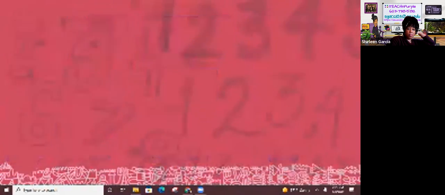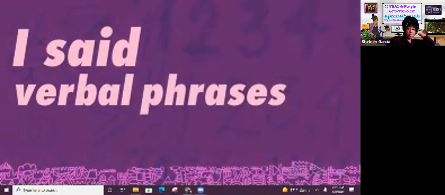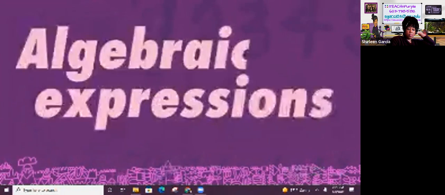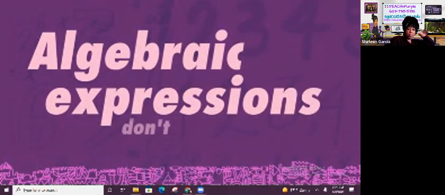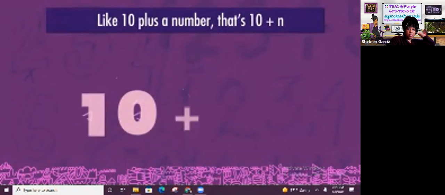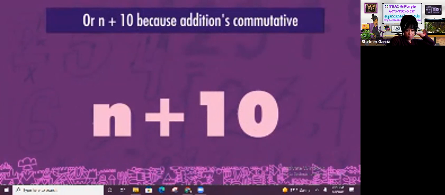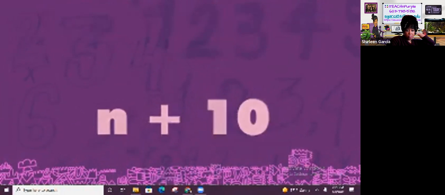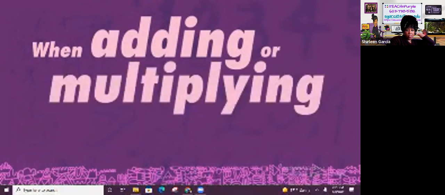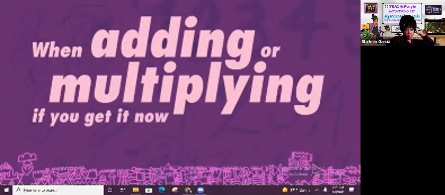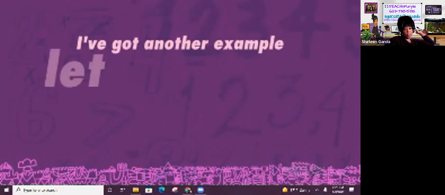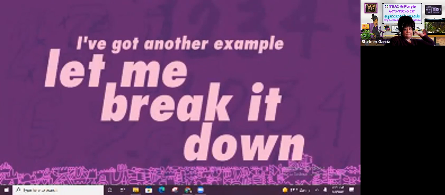Hey, I said verbal phrases can represent algebraic expressions. Don't you forget, like 10 plus a number, that's 10 plus n, or n plus 10, because addition's commutative when adding or multiplying. If you get it now, I got another example, let me break it down.